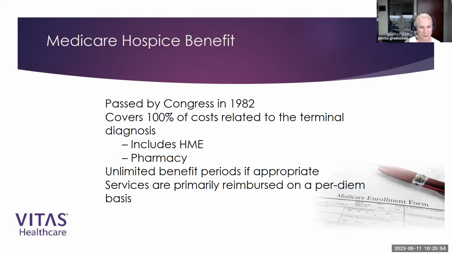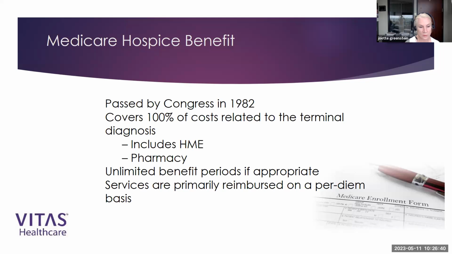So the Medicare hospice benefit came out in 1982. When patients are eligible and admitted to hospice, the hospice will cover 100% of the costs related to the terminal diagnosis. This includes all their HME that they need for their comfort. So, hospital bed, overbed table, shower chair. They may need a Hoyer lift, a Broda chair, oxygen, nebulizer machine, any equipment that helps with the patient's ability to stay functional as they decline.